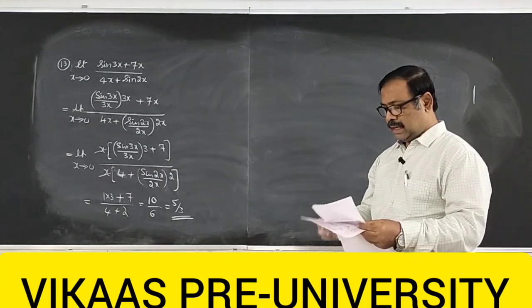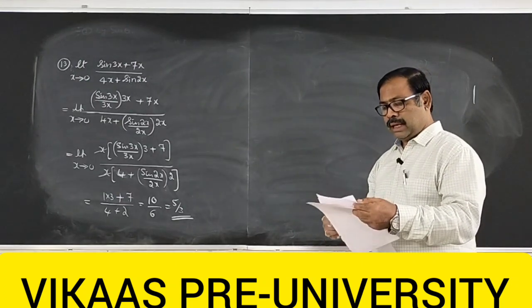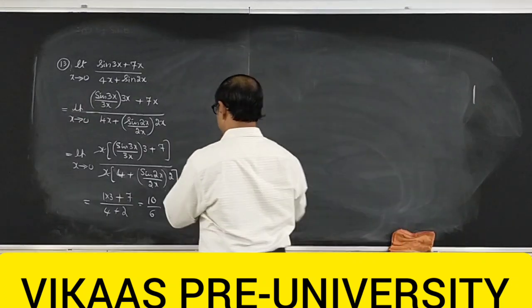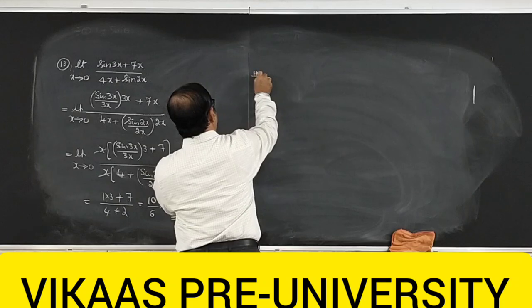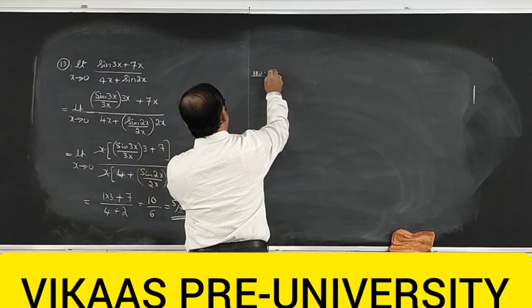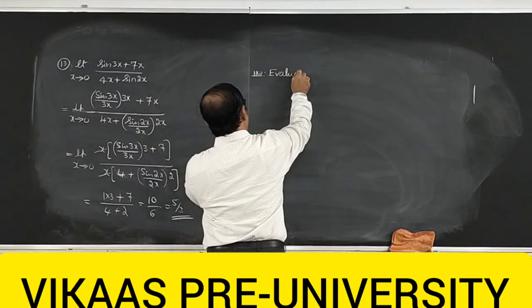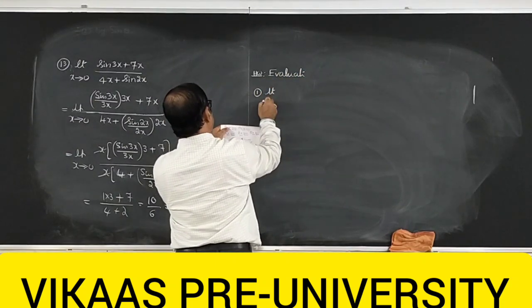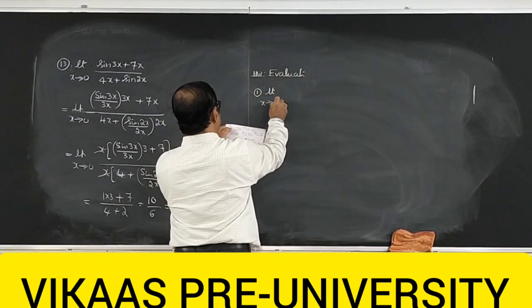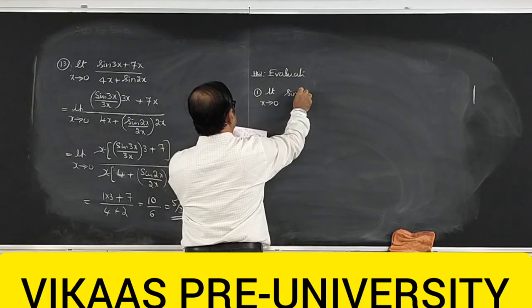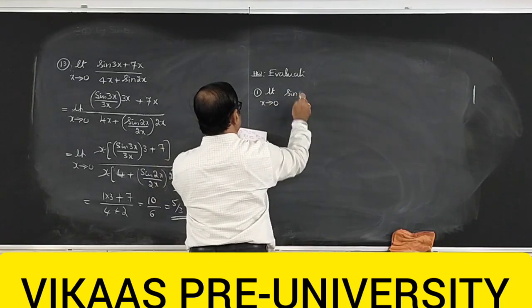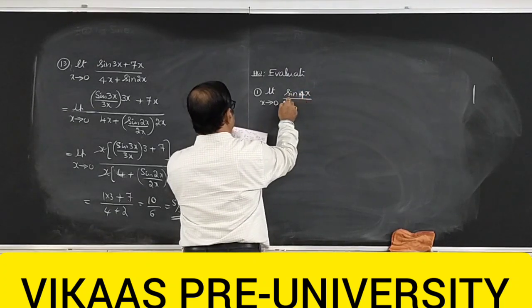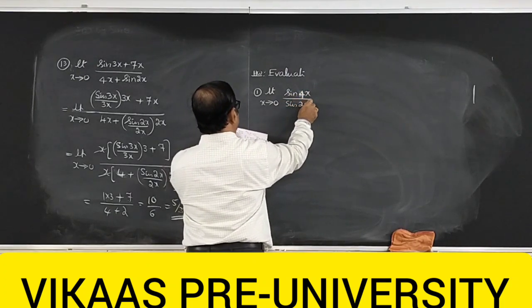Okay, now I'll give you some problems to solve at home. See, you have to solve this. Evaluate limit x tending to 0 sin 4x by sin 2x.